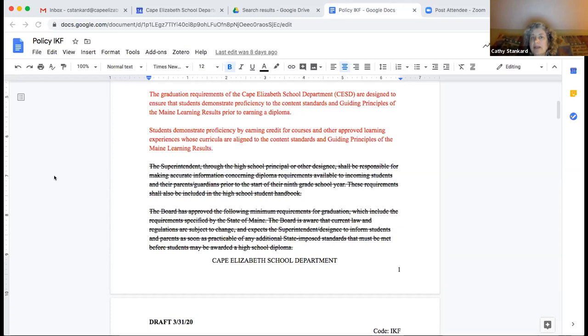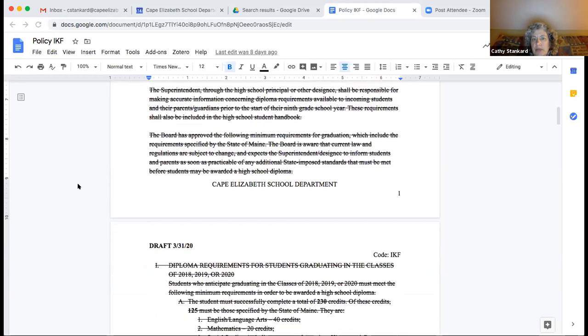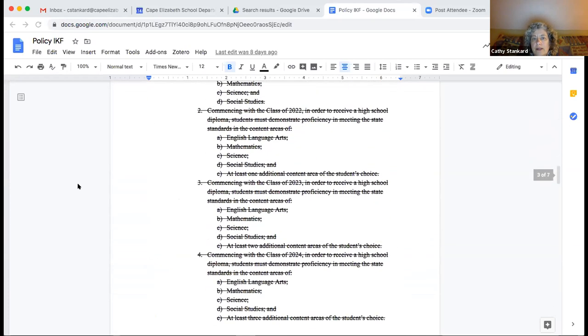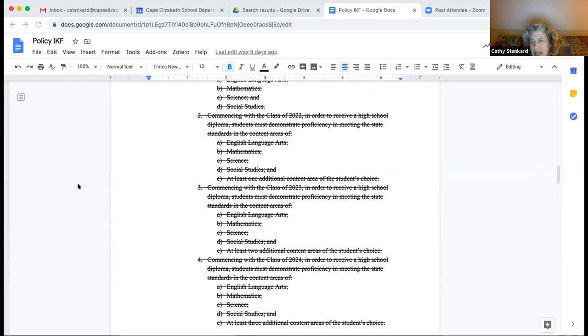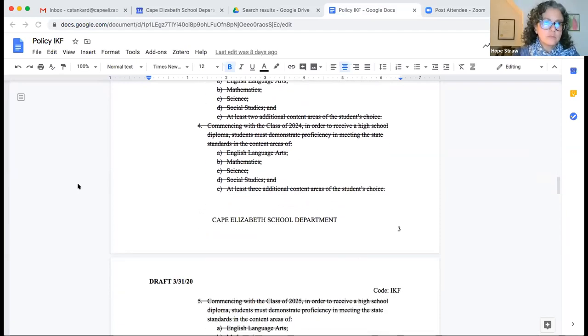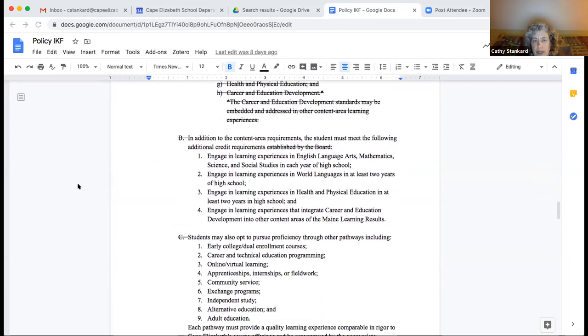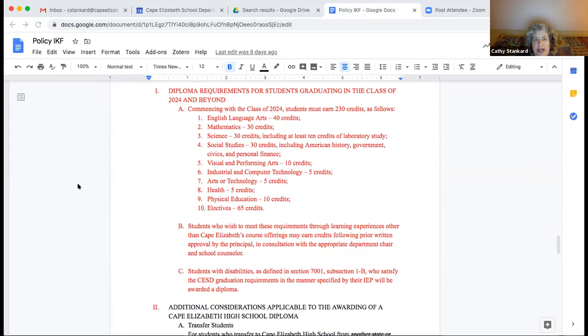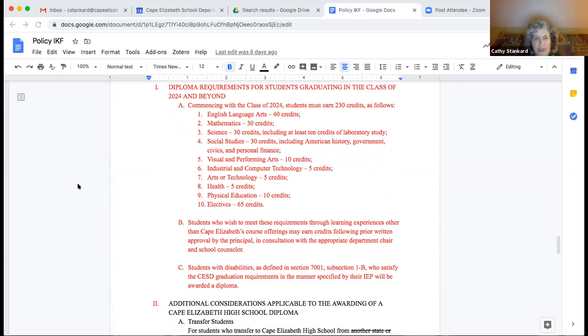And so that is acknowledged here in the introduction, but then what we eliminated was just all of this language rolling out implementation where a content area was added each year. And instead we're returning to, and I apologize, it can be challenging to watch as someone is scrolling. But so we're returning to the credit requirements that we had prior to this most recent version of the graduation policy. And so for any of you who had children when that other policy was in play, this will look familiar to you.